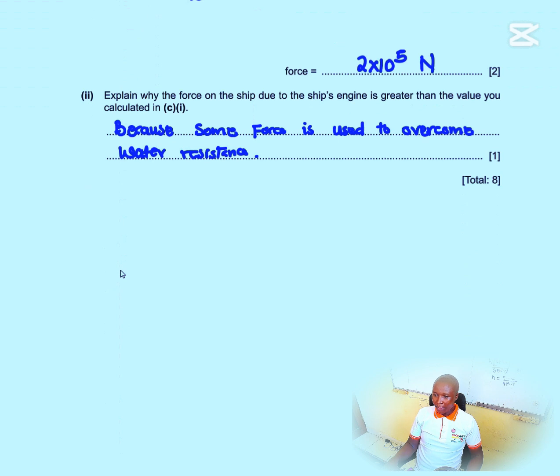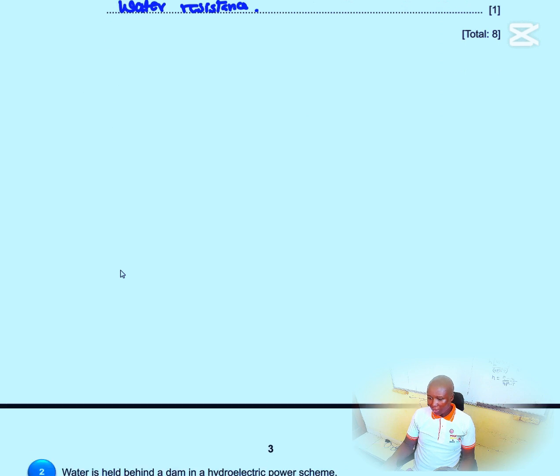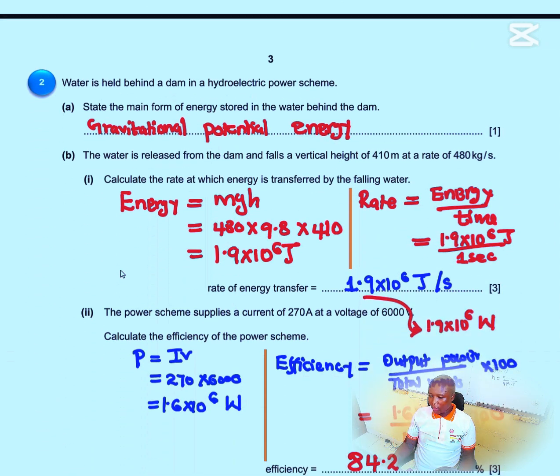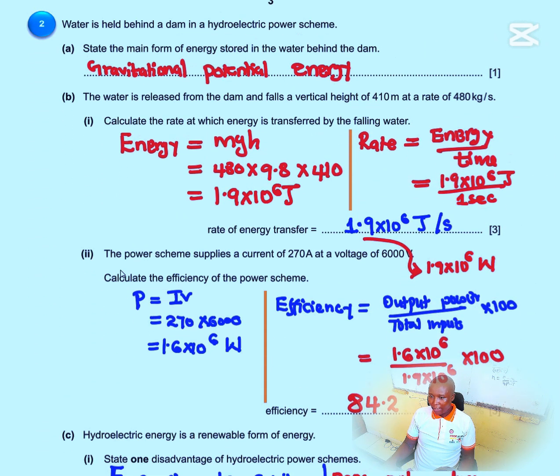We're supposed to explain why the force from the ship's engine is greater than the value calculated. Something that we need to realize is that some of the force exerted from the ship's engine is used to overcome air resistance and also water resistance as the ship is moving through the ocean. All right, so moving to question number 2.